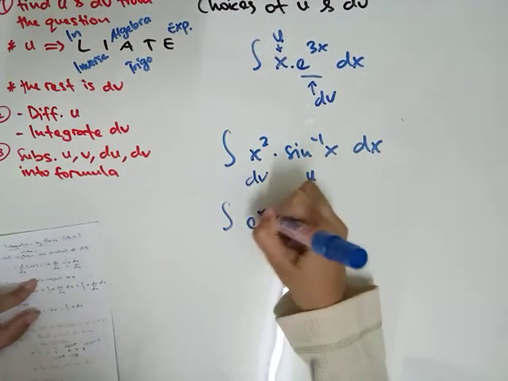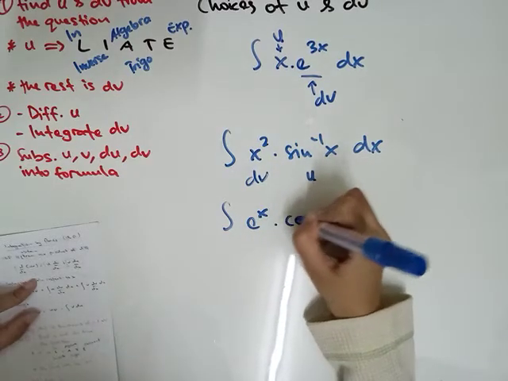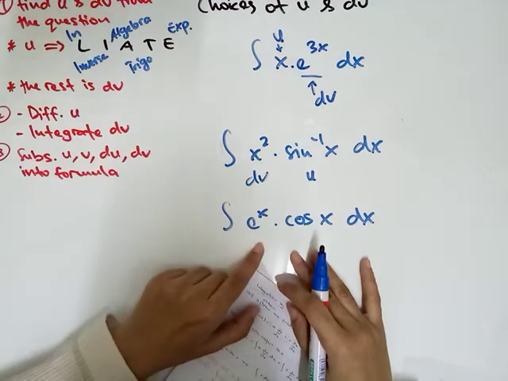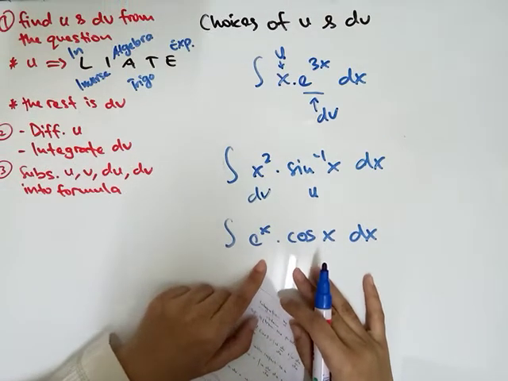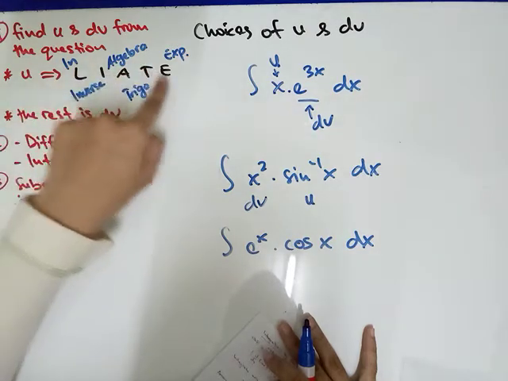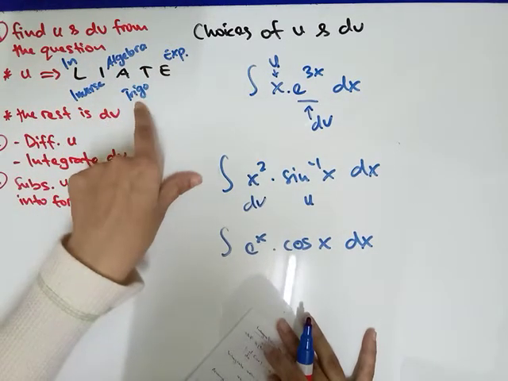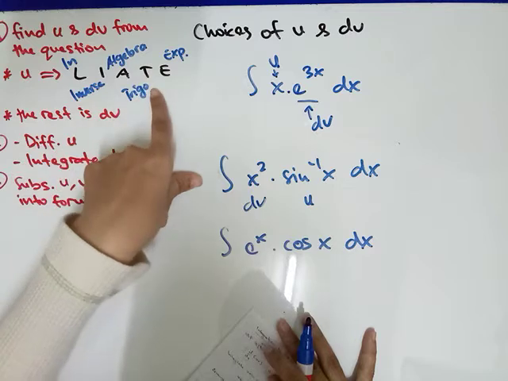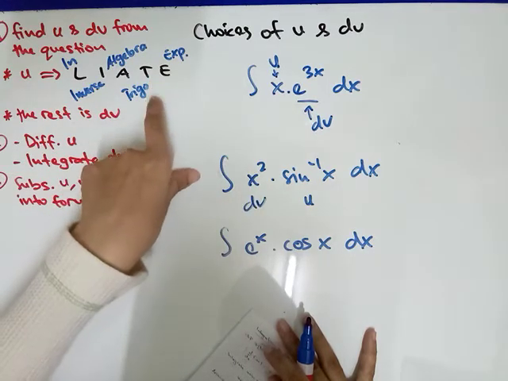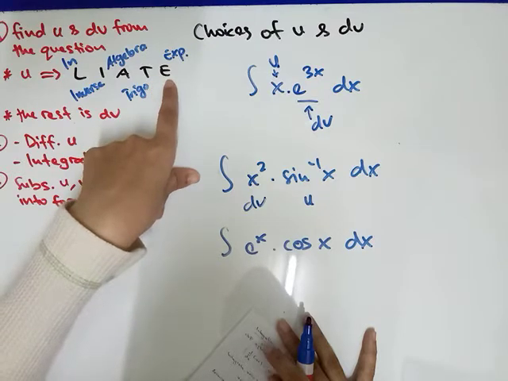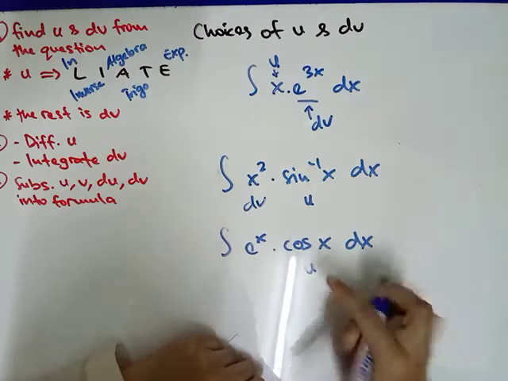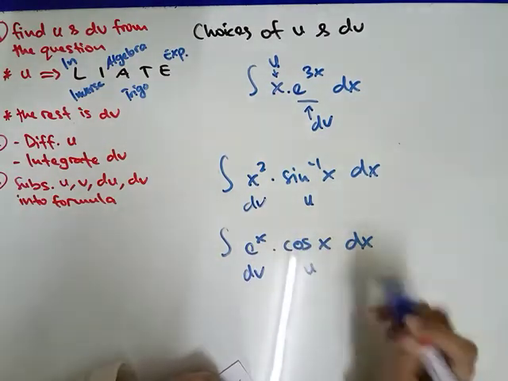Okay, another example. Integrate exponent x times cos x dx. So which one yang kita nak let sebagai U? L tak ada, I tak ada, E tak ada, trigo and exponent. So trigo yang kita jumpa dulu. Trigo is the terms yang keempat lah, before exponent. So cos x is let as U, and then exponent we let as dV.